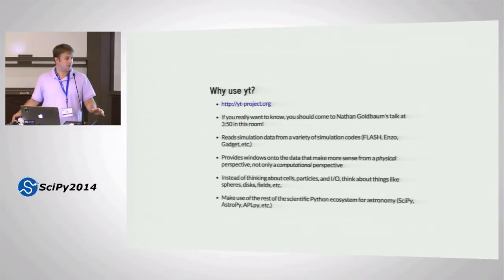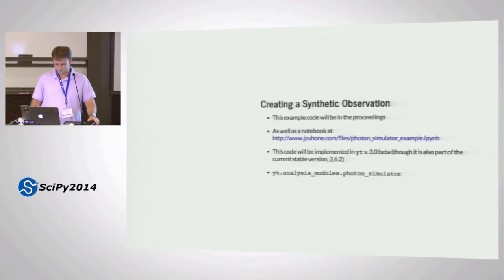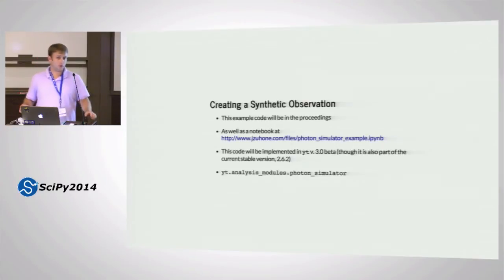And the other nice thing about using YT is that we can make use of this broad scientific Python ecosystem for not just science, but also astronomy. So we can make use of things like SciPy, AstroPy, APLpy for plotting, etc. So what I'm going to do in the remainder of the talk is just breeze through a quick example of how we can create a synthetic observation from a particular data set.